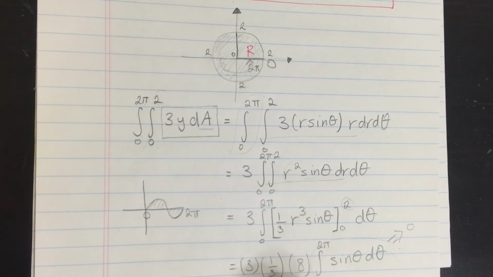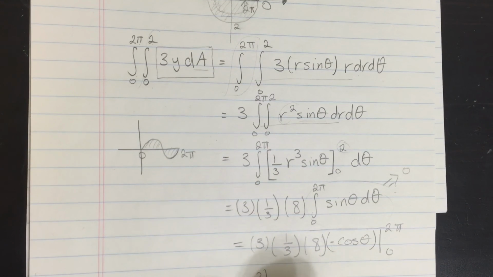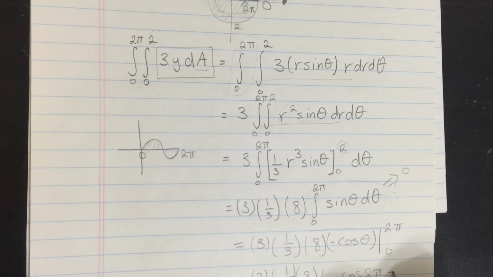So we have 3, we have 1 over 3, then we have 8, then we have minus cos theta evaluated from 0 to 2 pi. So what do we have here? We have 3 multiplied by 1 over 3, 8, negative cos 2 pi plus cos 0. And this is going to give you 0.